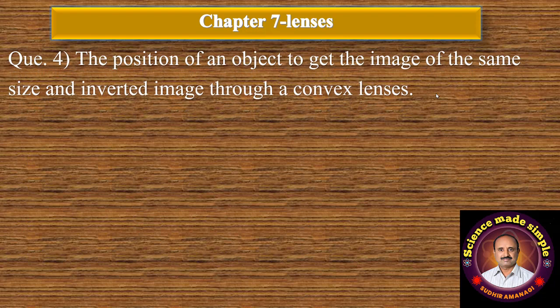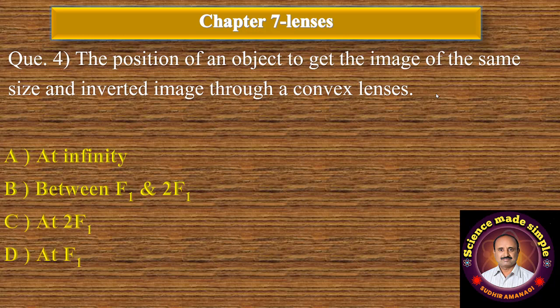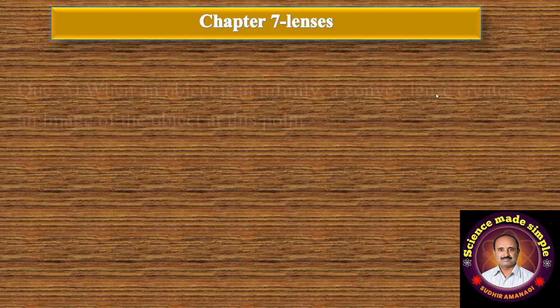Question number 4. The position of an object to get the image of the same size and inverted image through a convex lens. Option A, at infinity. B option, between f1 and 2f1. C option, at 2f1. And D option, at f1. The correct answer is option C, at 2f1.